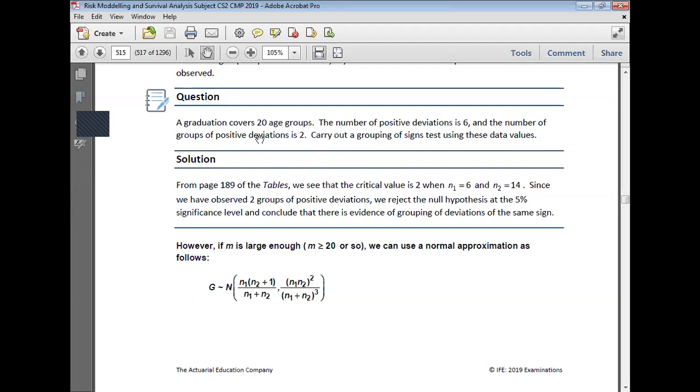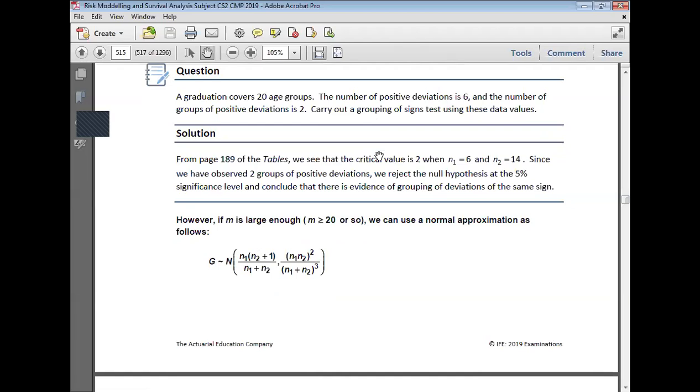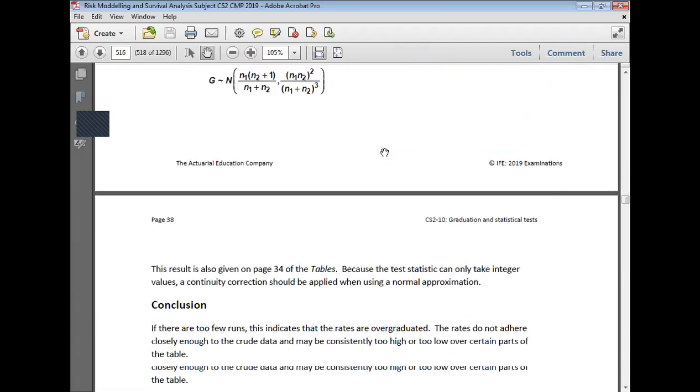So here, if you see, the number of positive deviations is 6 and the groups are 2. And we want to figure out whether this is biased or not. So now again, if you look at page 189 of tables, you will see the critical value is just 2, and N1 is 6 and N2 is 14 because 20 minus 6 is just 14. And since we've observed 2 groups of positive deviations, you will see that this is equal to 2 and you reject the null hypothesis at 5% significance level. So yes, that will just say that there is some evidence of the groupings of the same signs. So our null is that there is no grouping at least, so there is no bias.